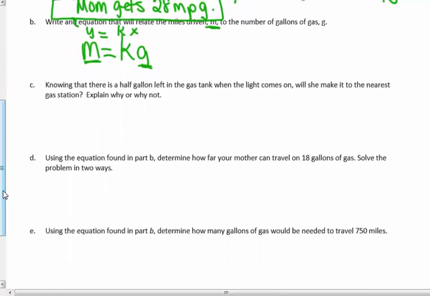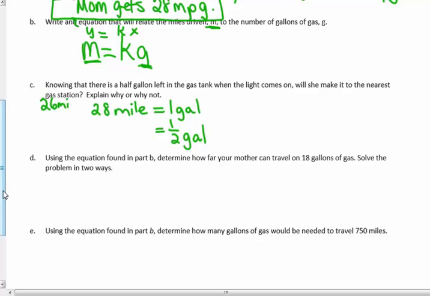Letter C: knowing that there is a half of a gallon left when the light comes on, will she make it to the nearest gas station? So a half a gallon. I know she can go 28 miles with 1 gallon. Okay, well, she's only got half of a gallon, so she's not going to get 28 miles. And how far does she have to go? The nearest gas station, which I circled above, was 26 miles away.